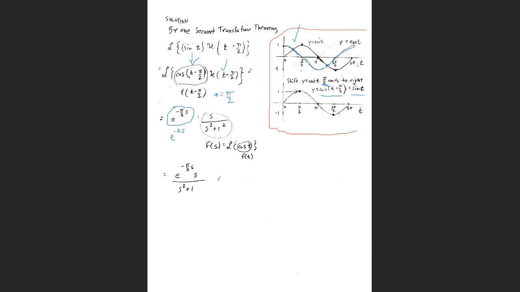But then you have the Laplace transform of the f of t. Well, the cosine now is your function. So the Laplace transform of the cosine of 1t is just equal to s divided by s squared plus 1 squared, and that's going to be the Laplace transform.